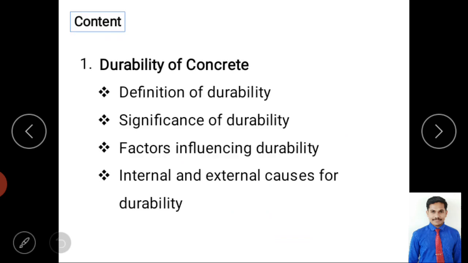So in this we are discussing mainly about the durability of concrete. We will cover the definition of durability of concrete, significance of durability of concrete, factors influencing the durability of concrete, then internal and external causes for durability of concrete.